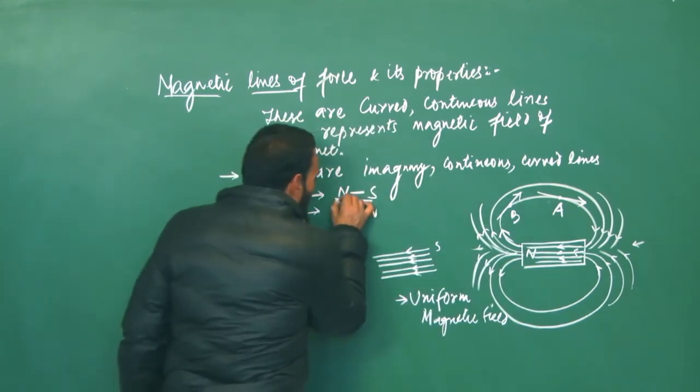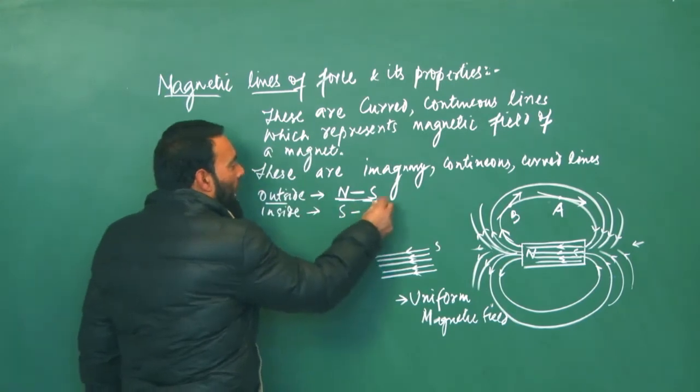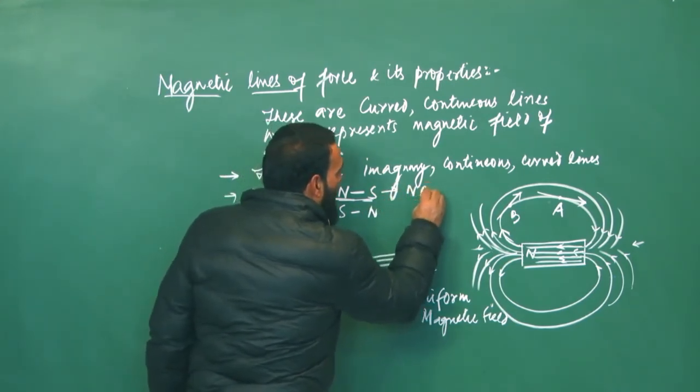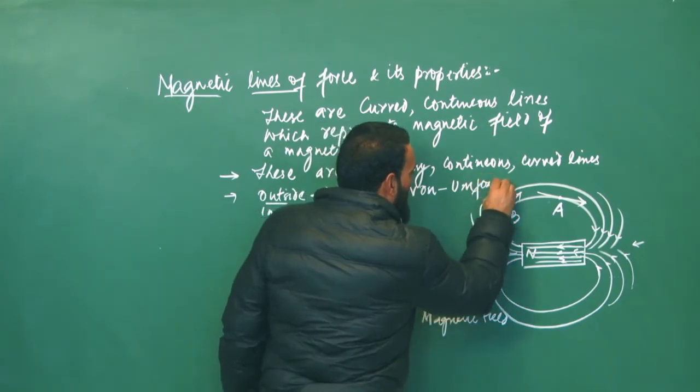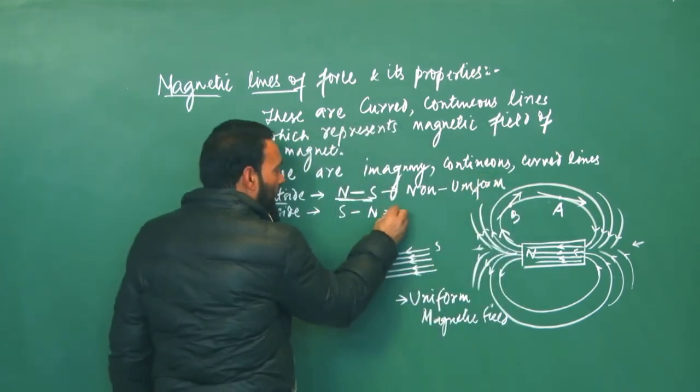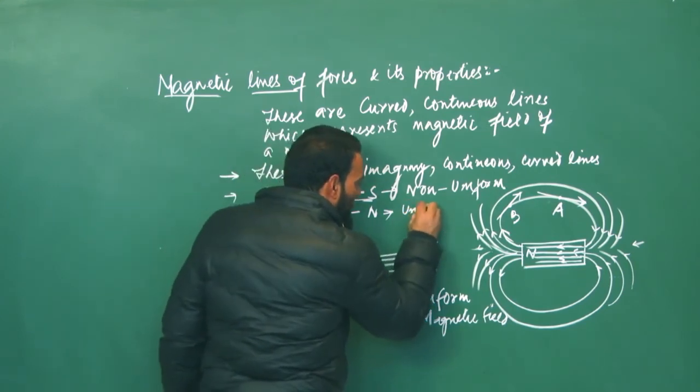So here we got an idea now. Outside, the magnetic field is non-uniform. But if we see inside, the magnetic field is uniform.